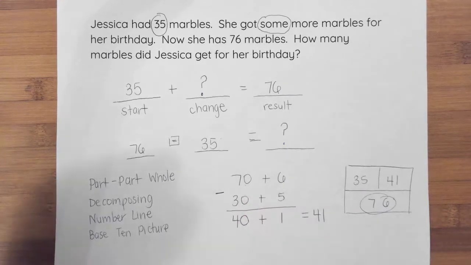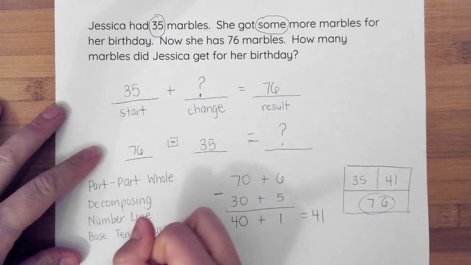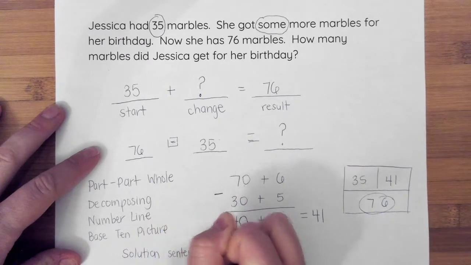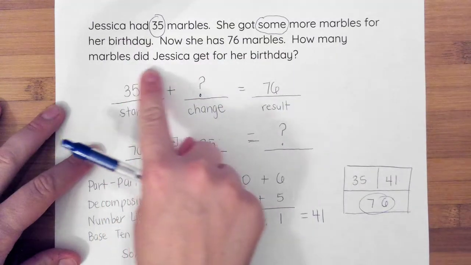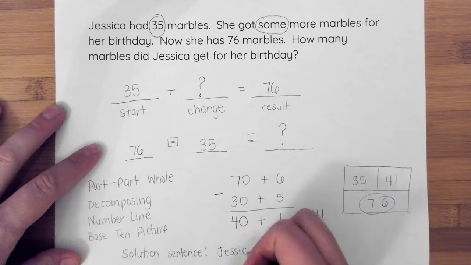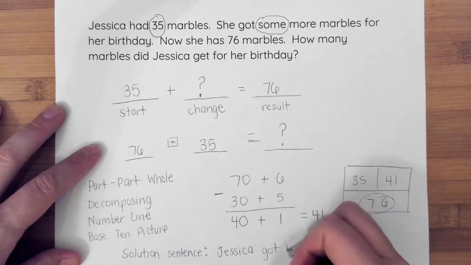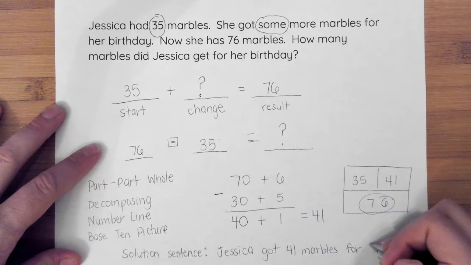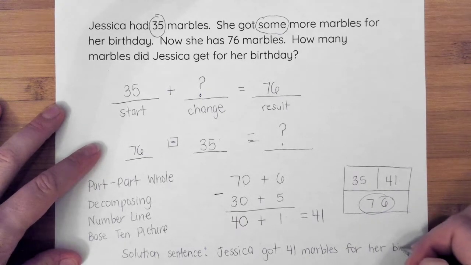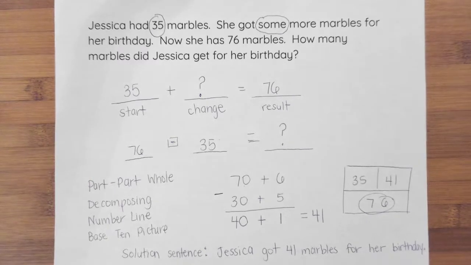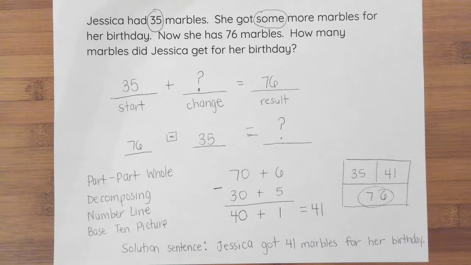So I also need to do that solution sentence. So my solution sentence is when I answer the question. So in this case, the question was, how many marbles did Jessica get for her birthday? So I would say Jessica got 41 marbles for her birthday. And that is another way that I would solve that change unknown in my word problem.